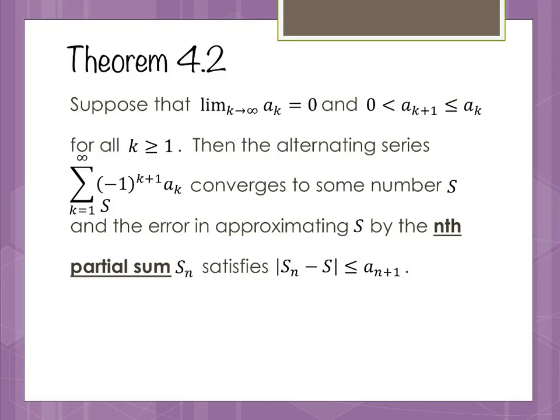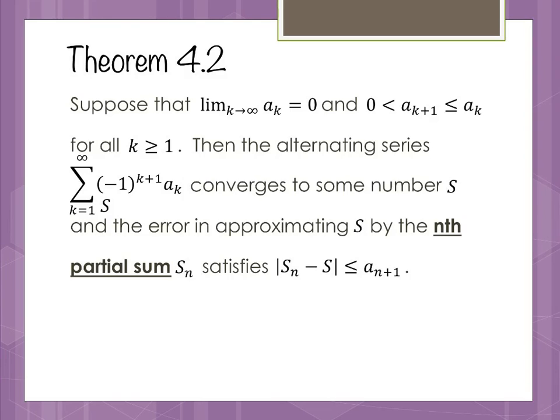Now, we also have a very nice feature in Theorem 4.2. So Theorem 4.2 has the same criterion at the beginning. We've got a limit goes to 0. We have the sequence is decreasing, and we've got this alternating series that we're talking about, the summation from k equal 1 to infinity of this -1. Now, if this converges, okay, so we already found that not all of them do, of course. The first example we did diverged.